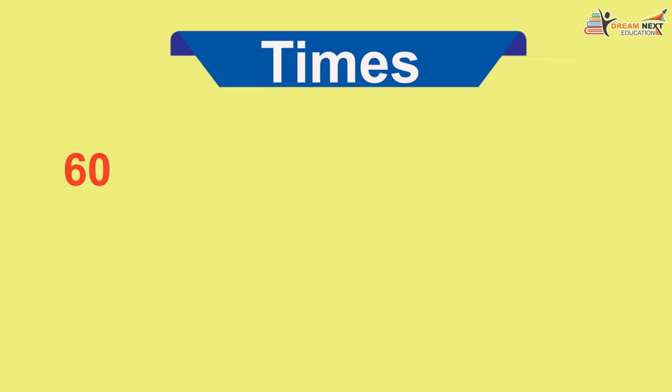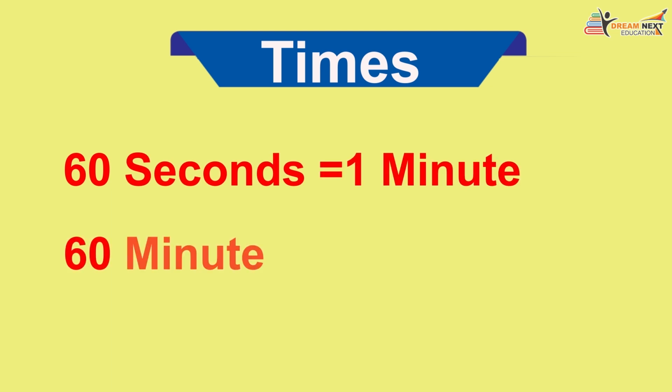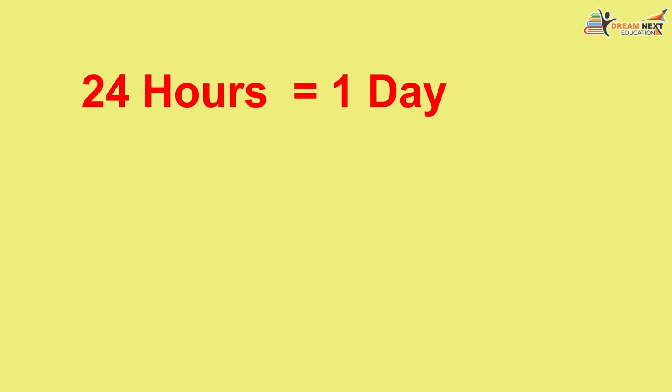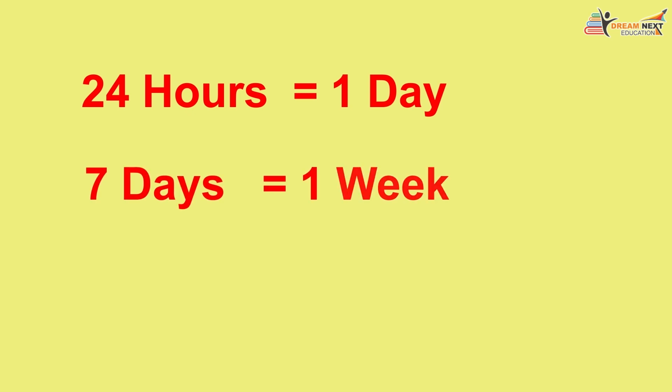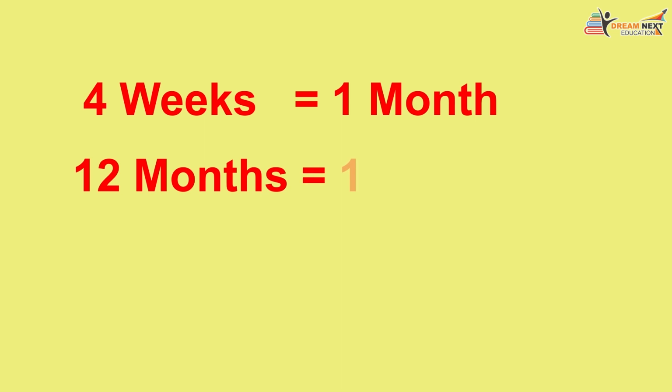Time: 60 seconds is equal to 1 minute. 60 minutes is equal to 1 hour. 24 hours is equal to 1 day. 7 days is equal to 1 week. 2 weeks is equal to 1 fortnight. 4 weeks is equal to 1 month. 12 months is equal to 1 year.